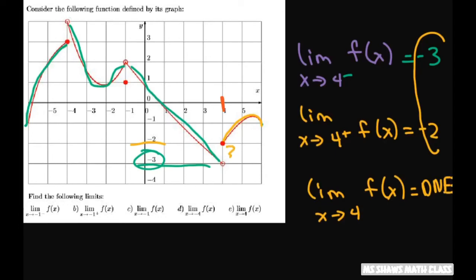And there will always be a gap like that if it does. All right, and that's it.